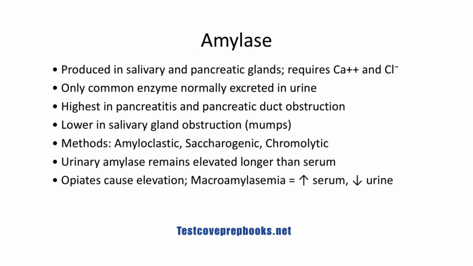Next, we have amylase. Amylase is produced in both the salivary glands and the pancreas. It requires calcium and chloride ions to function properly, so elevated samples should be diluted with saline rather than water. Amylase is unique because it is one of the only common enzymes that is normally excreted in the urine. The highest elevations of amylase are seen in pancreatitis and in obstruction of the pancreatic ducts, such as with malignancy. Smaller increases are seen in salivary gland obstruction, such as in mumps.